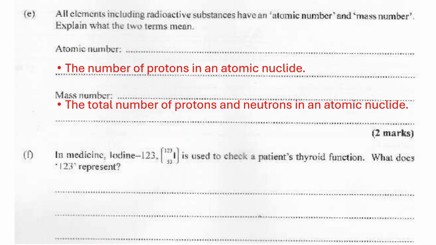Part F. In medicine, iodine 123 is used to check a patient's thyroid function. What does the 123 represent? Well, the 123 is the mass number. And that's question 1 for 25 points.